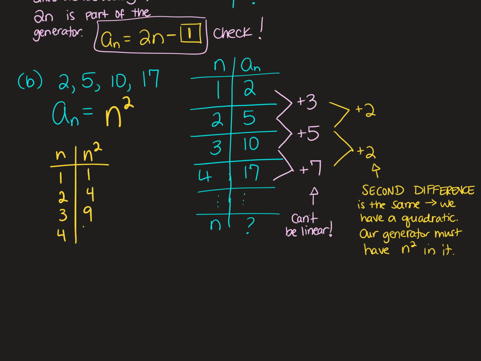When n is 4, I get 16. Let me compare these outputs that I just wrote to the ones that I need to get for my actual sequence. So when n was 1, I got 1. I need it to be 2. When n was 2, I got 4. I need it to be 5. When n is 3, I got 9. We've got to get 10. When n is 4, I got 16, but it should be 17.